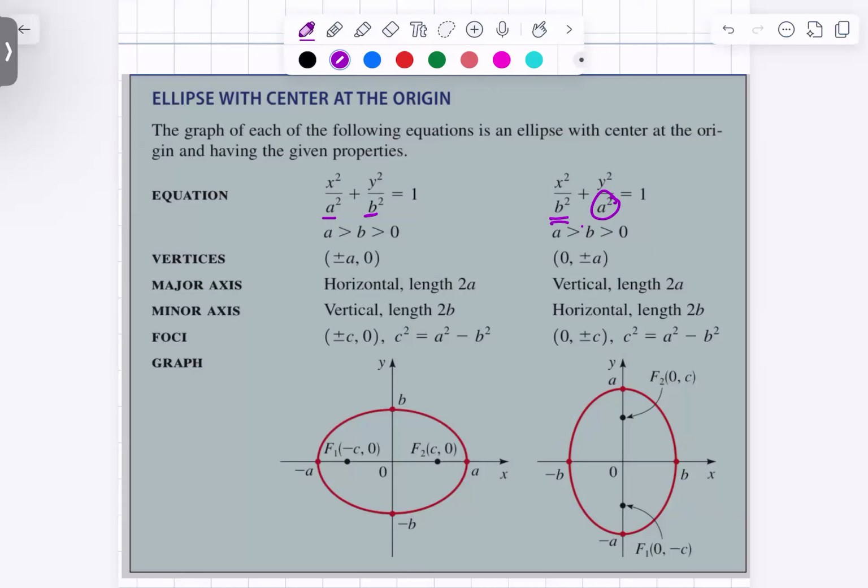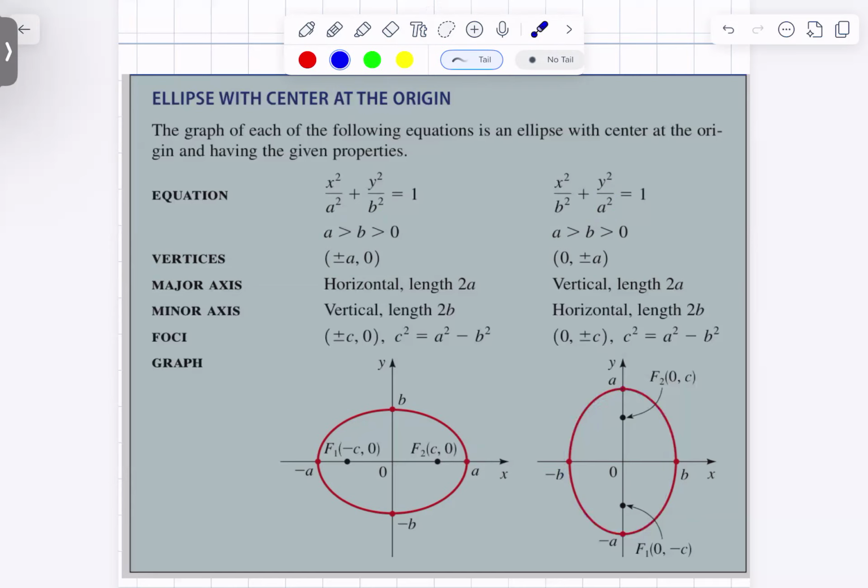I honestly did not memorize what my a and b values are. I just know the a is always bigger. So if your a is bigger and it's underneath the x, it's going to be a horizontal ellipse. And if your a is the denominator of y squared, it's going to be a vertical ellipse. All right.